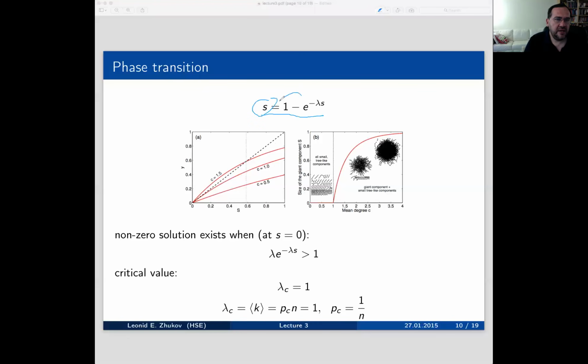Let's look at these two sides and draw them. Here, I'm going to draw two functions. I'll draw the function y equals s, which is a straight diagonal line. Now I'll draw the function y equals 1 minus e to the minus lambda s. The solution of this equation is when y1 is equal to y2. So when those two curves intersect, that is a solution of our equation.